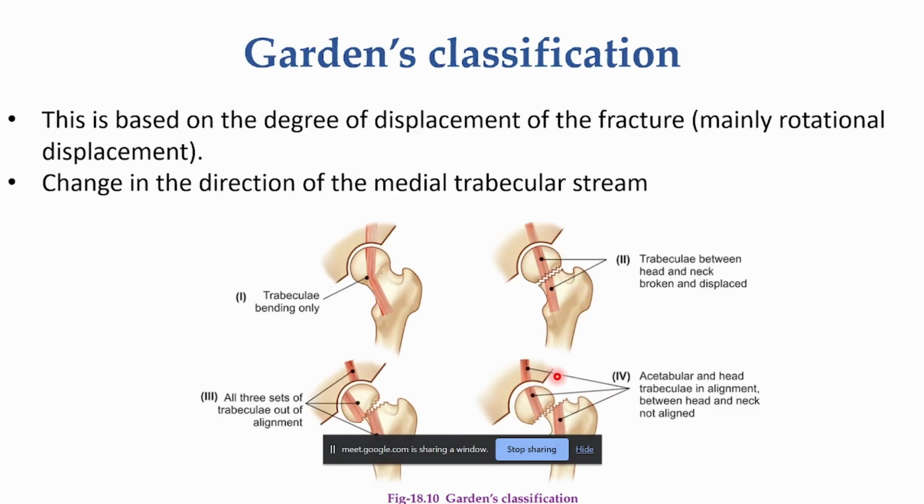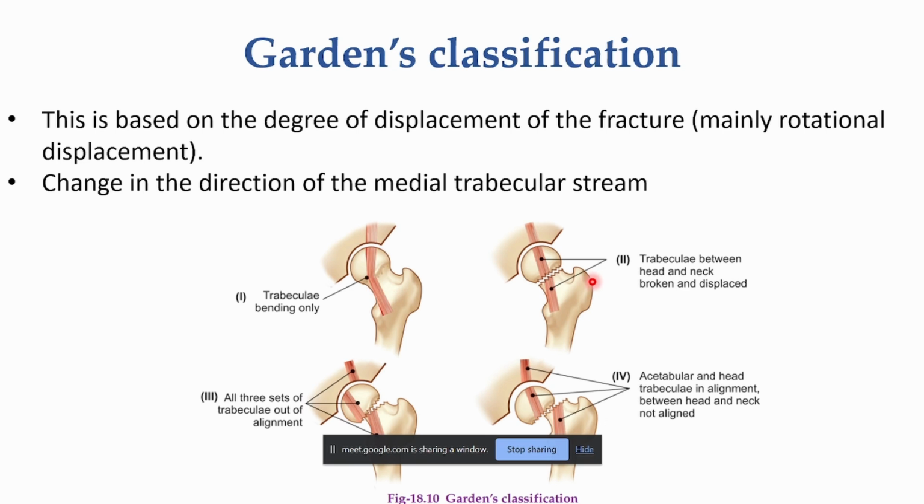So next is the Garden's classification. Garden's classification is based on the degree of displacement of the fracture, and it is mainly the medial rotational displacement, so change in the direction of the medial trochanteric trabecular stream. These are of four types. First is the type 1 fracture, and it is incomplete and non-displaced. Here we can see the trabecular bending only, and it is making an obtuse angle. It is also called the impacted or abducted fracture.